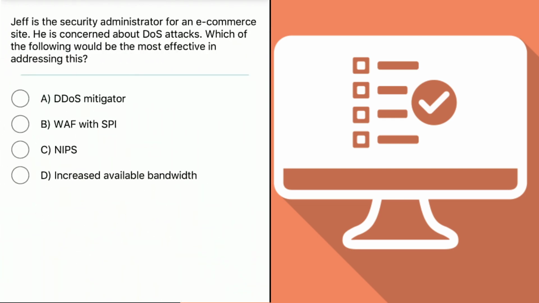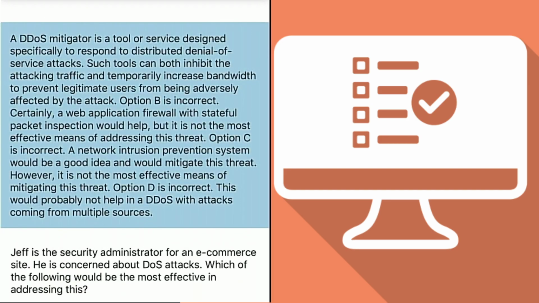Next question. Jeb is the security administrator for an e-commerce site. He is concerned about DoS attacks. Which of the following would be the most effective in addressing this? A, DDoS mitigator. B, WAF with SPI. C, NIPS. D, increase available bandwidth. Alright, if you choose A, you're correct. A DDoS mitigator is a tool or service designed specifically to respond to distributed denial of service attacks.